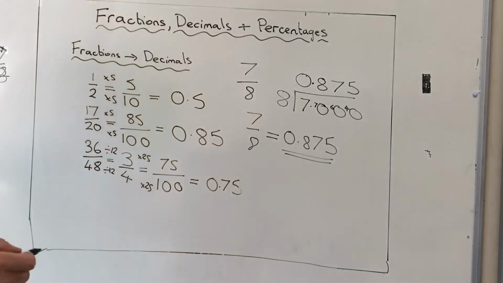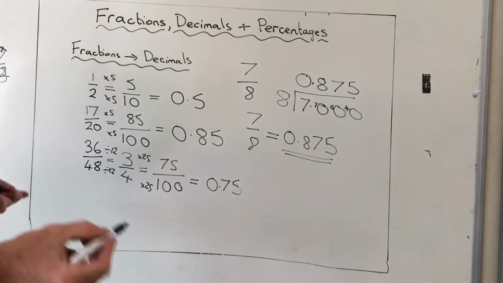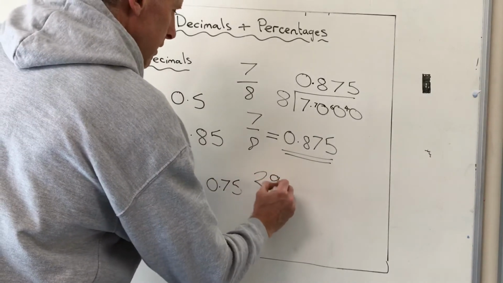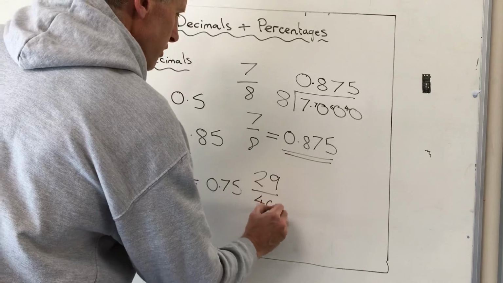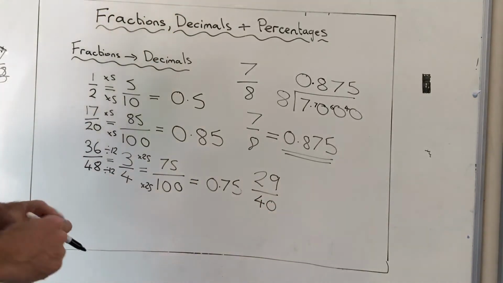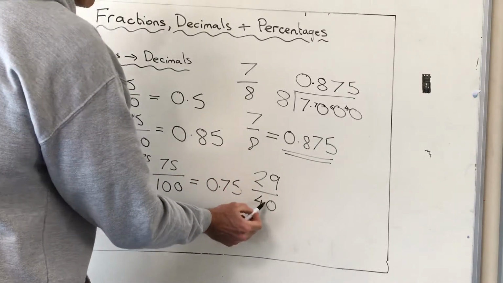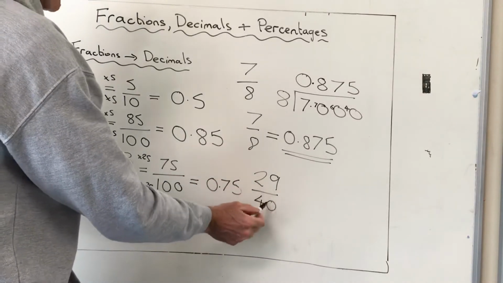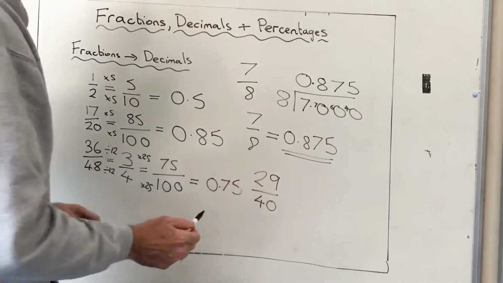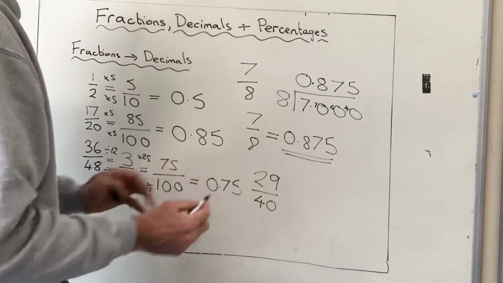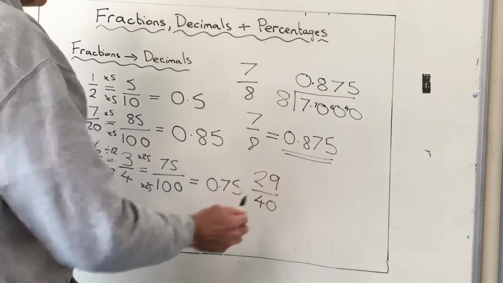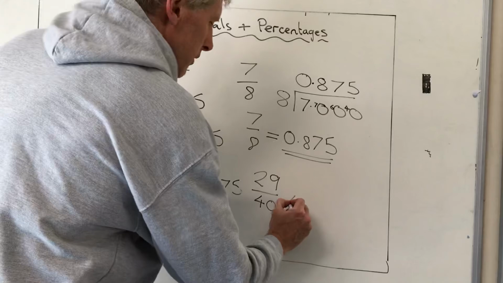Let's do one more. If I said to you, how about 29 over 40? Okay, a little bit tricky. We could reduce that by dividing by 4, but we can't, 4 doesn't go into 29, so we can't do it that way. So 40 doesn't go into 100, so we'll have to do a division sum.